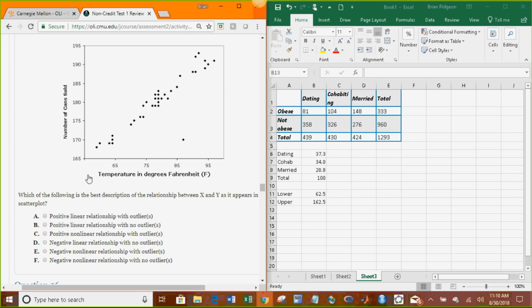If one of the variables decreased while the other one increased, that would be a negative. So we have a positive linear relationship, and you can kind of look, it looks linear. But we have this one value here that's kind of away from everybody else. So we would say positive linear relationship with an outlier.